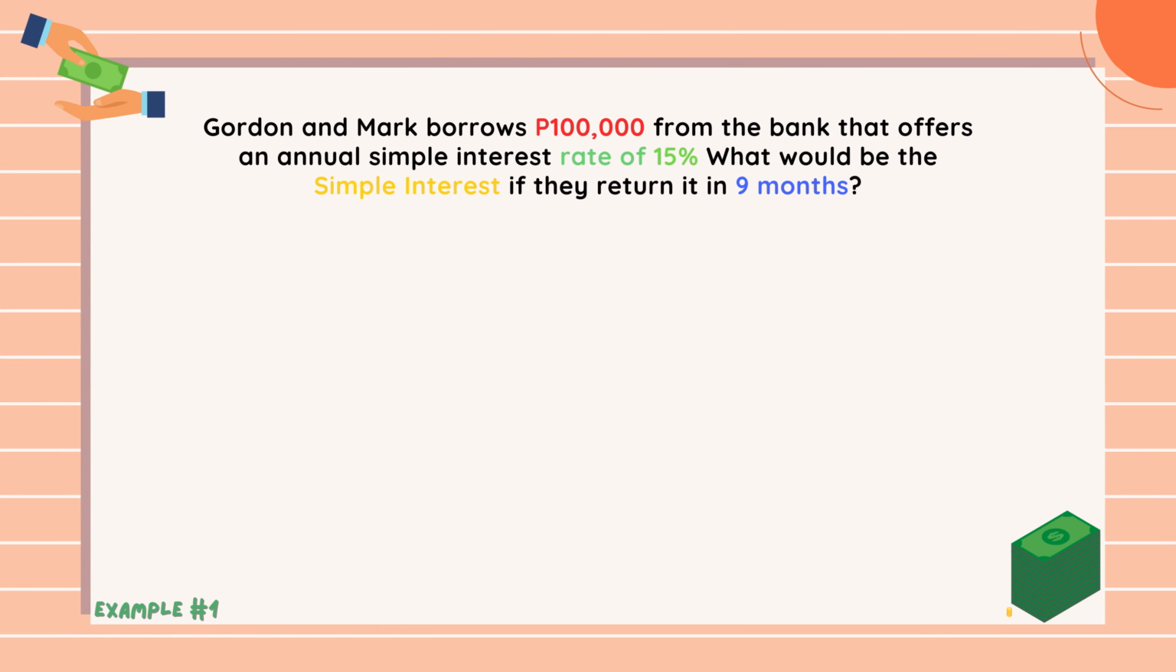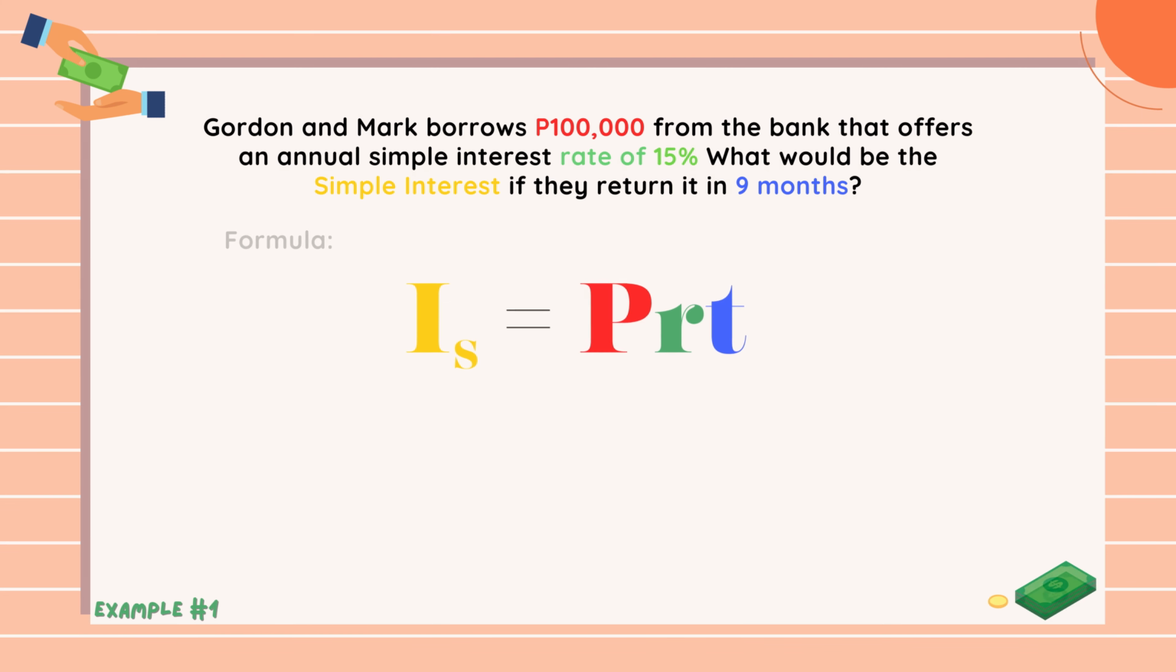Gordon and Mark borrow 100,000 pesos from the bank that offers an annual simple interest rate of 15%. What would be the simple interest if they return it in 9 months? With this real-life example, how do we calculate the simple interest? Simple interest is calculated by multiplying the principal value by the rate and time.